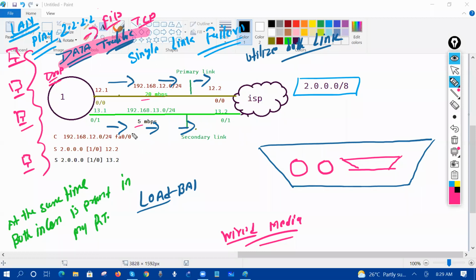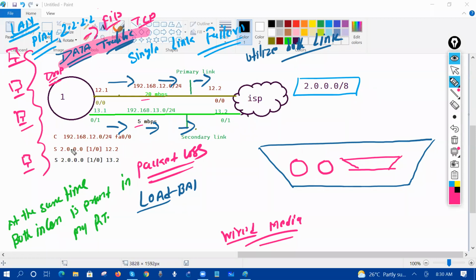So somehow if any delay is happening in the data traffic, and due to the delay some packet loss is happening, we have reliability, because TCP retransmits the packet. So in this case, this is awesome, right? I can utilize both links.